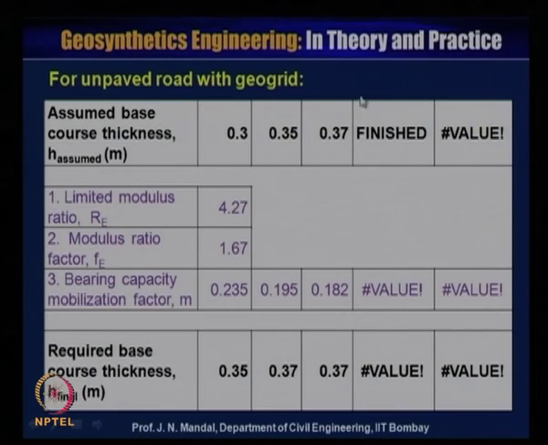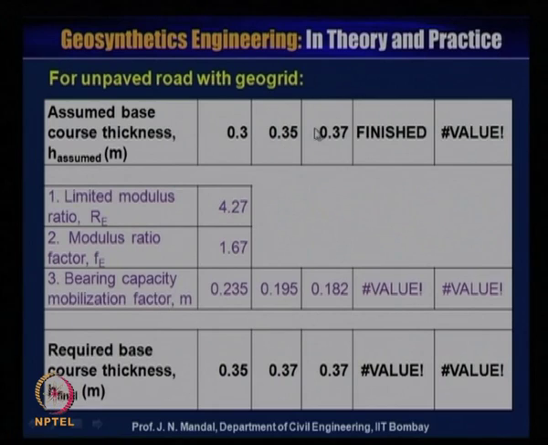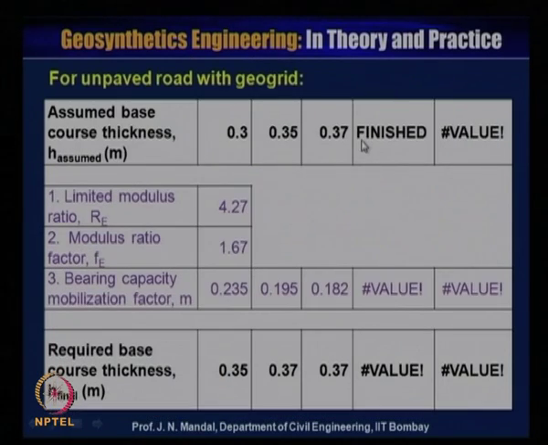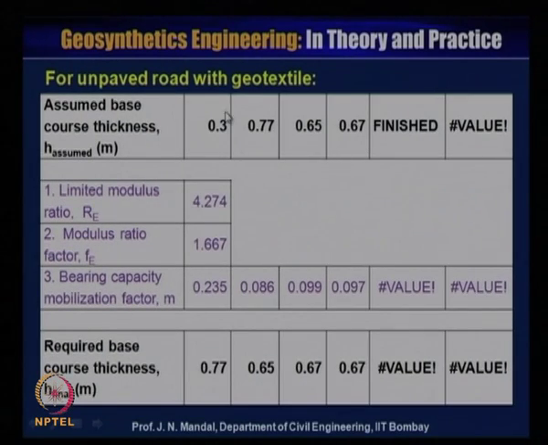So with the geogrid material, the thickness of the pavement with geogrid in the unpaved road is 0.37 meter, whereas you have seen earlier in the unreinforced case 0.87 meter. In the case of geogrid it is 0.37 meter. Now if you use the geotextile material, you can see here that the thickness is 0.67. You can see it is matching here, 0.67. This is by all iteration. So with geotextile it is 0.67 meter.